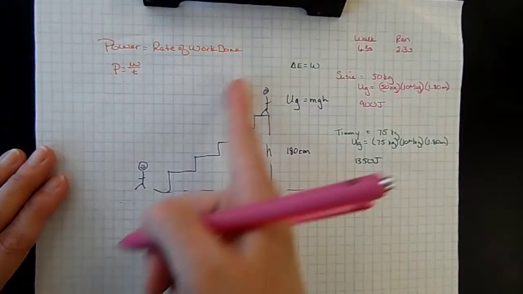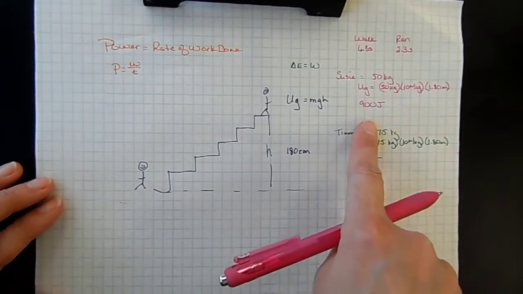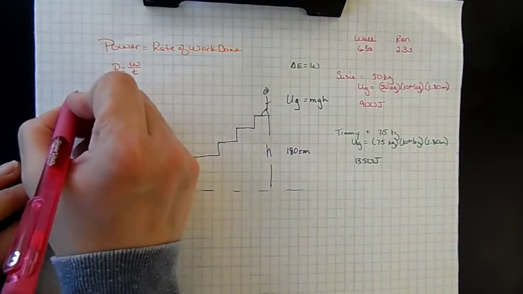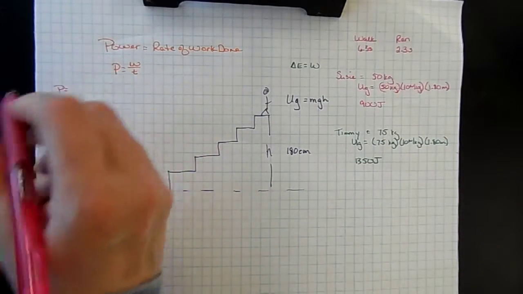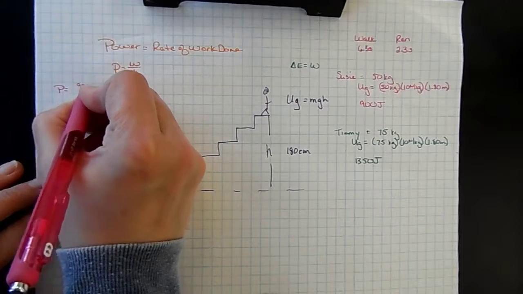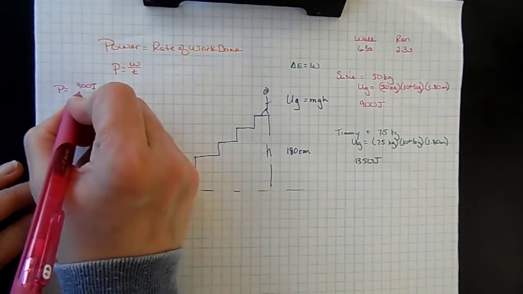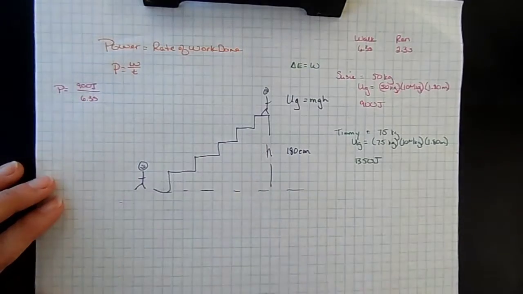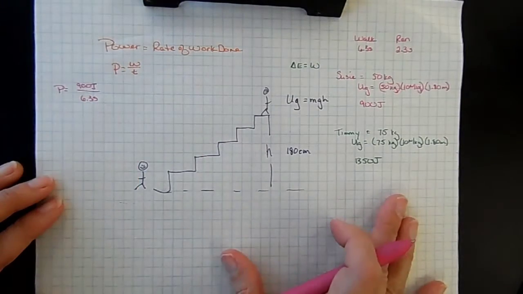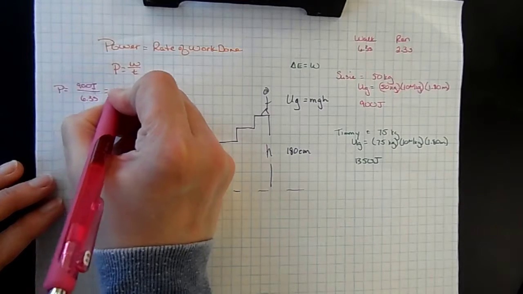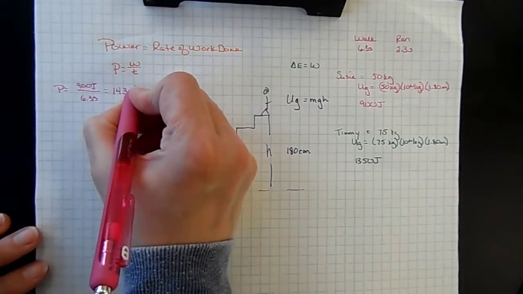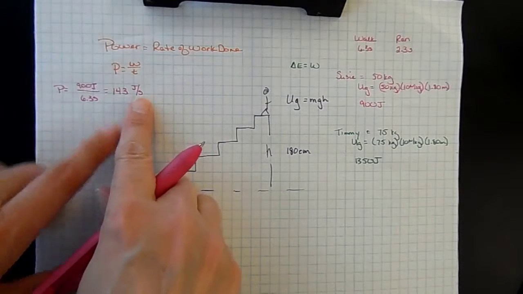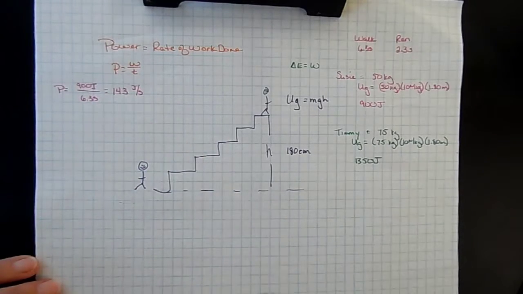So for Susie, the power that she exerted when she walked up the stairs is going to be 900 joules, because she did 900 joules of work, and it took her 6.3 seconds to do that. So her rate of work was 143 joules per second. Okay. Now we have a special name for that, joules per second.